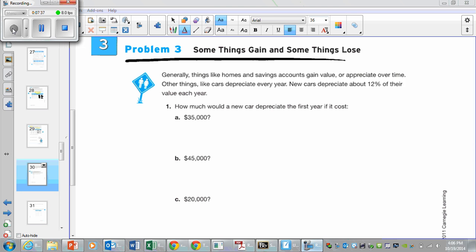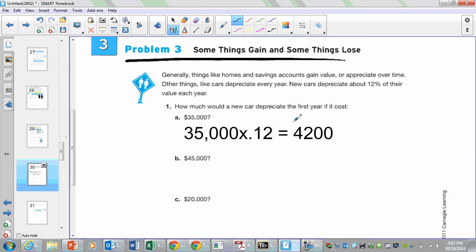Okay, so on this next page, 174, if you go to problem 3, it starts talking about depreciation, and it wants you to figure out if you have a new car and it depreciates after the first year, and it tells us above that it's 12%. How much would it cost after 1 year? So you're going to take your 35,000 and you're going to multiply it by your 12% or your 0.12. So when you do that, you should get 4,200, and do not forget to include your units, which in this case is dollars.